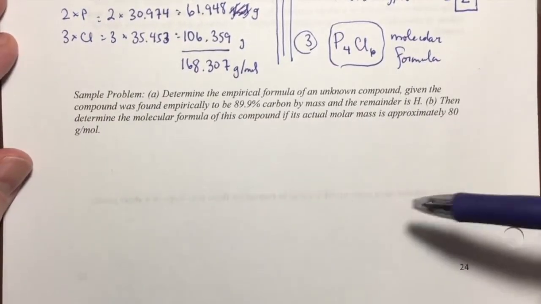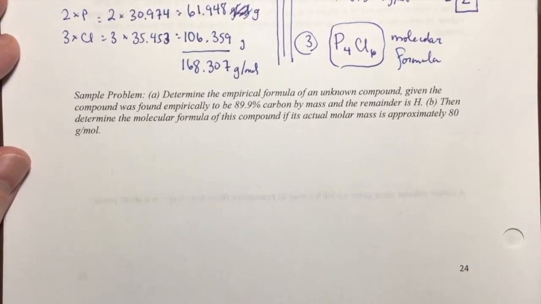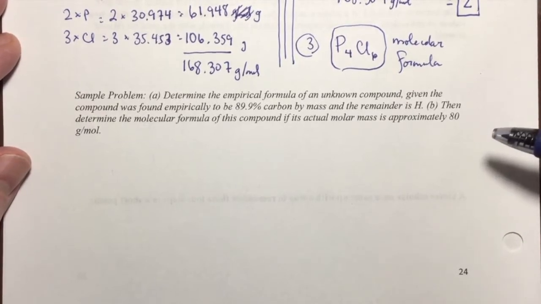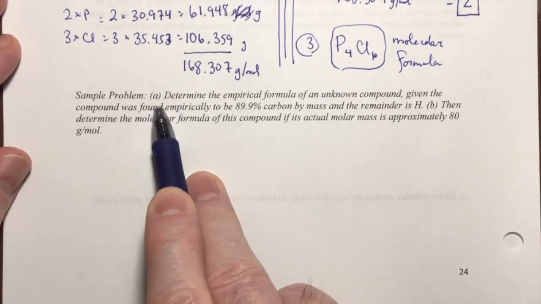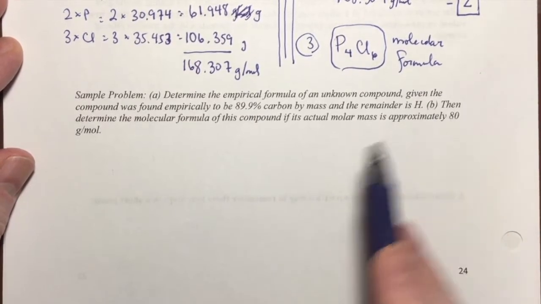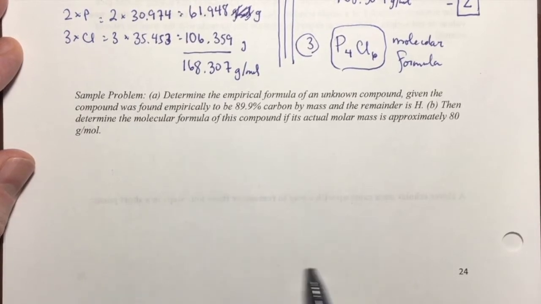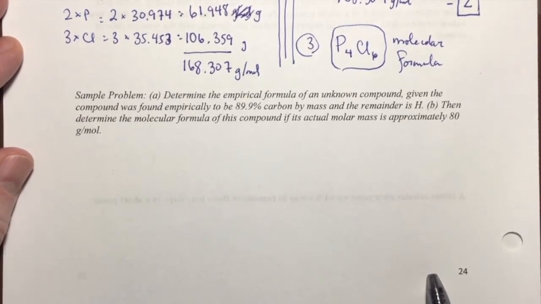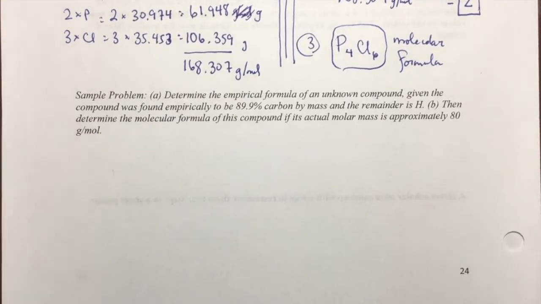I haven't given you a whole lot of space on the page, so be careful with your space usage. If you need to use a scrap piece of paper, that's fine. I want you to do this sample problem and see how you do. Remember, it's a 2-part problem. Part A, determine the empirical formula. Part B, use that information and the approximate molar mass to determine the molecular formula. Go ahead and pause the video and do that work. When you're done, resume the video and I'll show you working through it. All right, go for it.